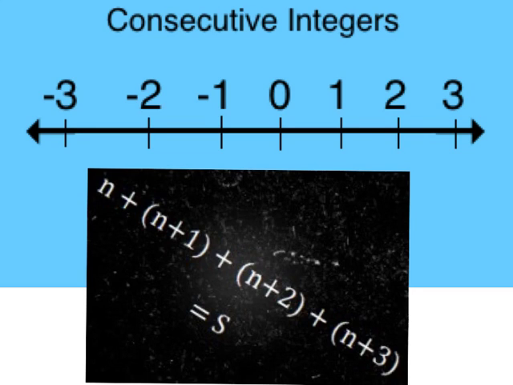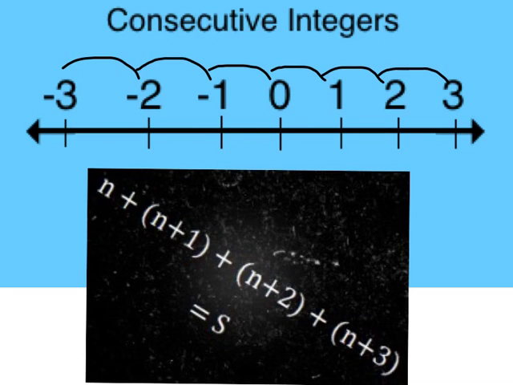This is Saxon Algebra 1, 3rd edition, lesson 76, and this lesson is about consecutive integers. Consecutive meaning one right after the other. And you can see on the number line, it goes consecutively, and each one increases by 1. So consecutive numbers are all going to increase by 1.